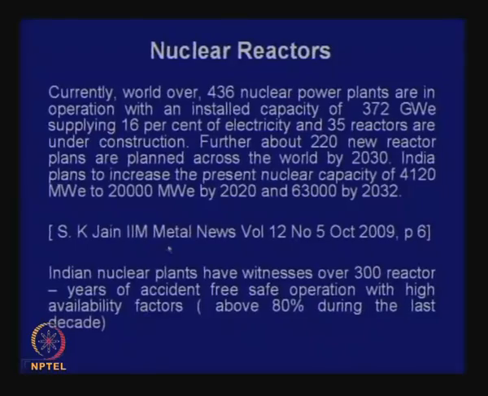Now, Indian nuclear plants have witnessed over 300 reactor years of accident free safe operation. You know how this is calculated. 300 reactor years means if a reactor is operating for 2 years, it is 2 reactor years. So, taking into account all the reactors and how long they have been operating, we calculate reactor year operations.